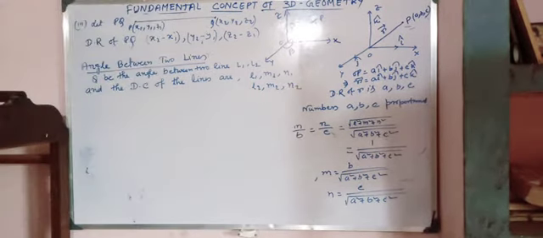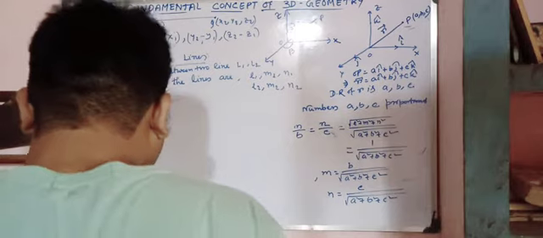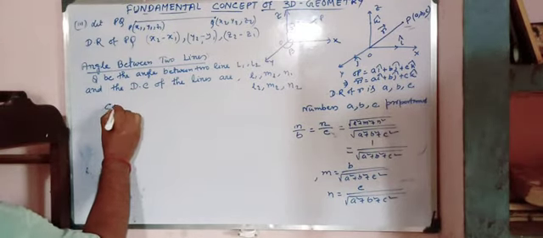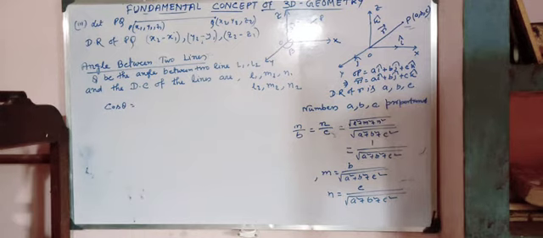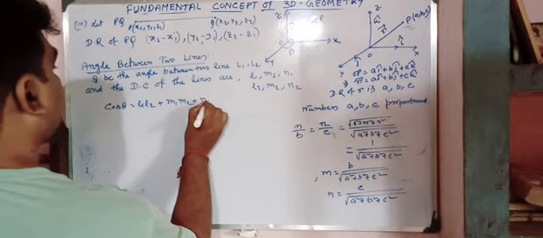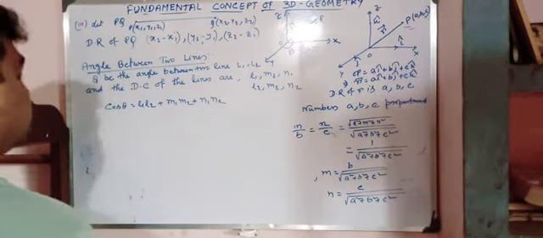If so, then cos theta is equal to l1 l2 plus m1 m2 plus n1 n2. Okay, this is my cos theta.